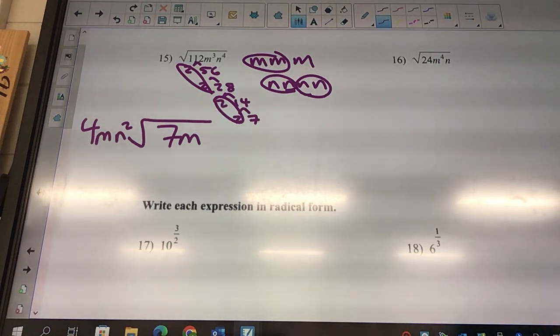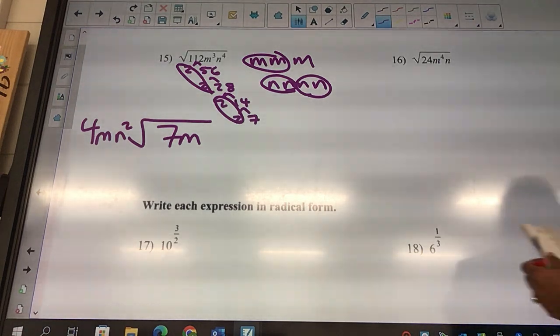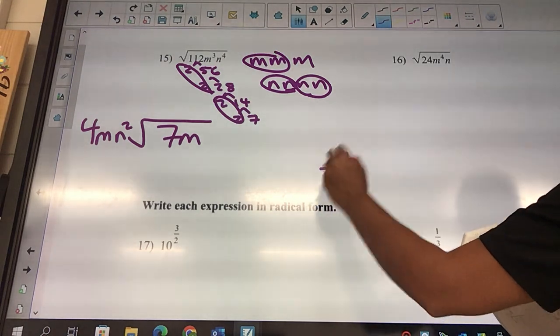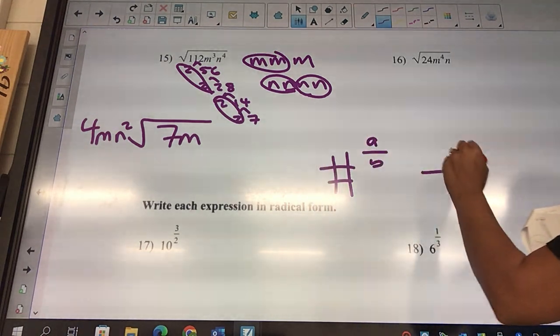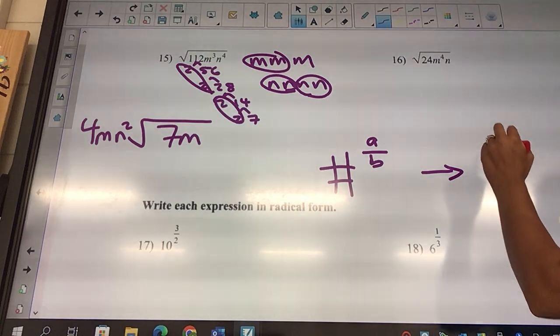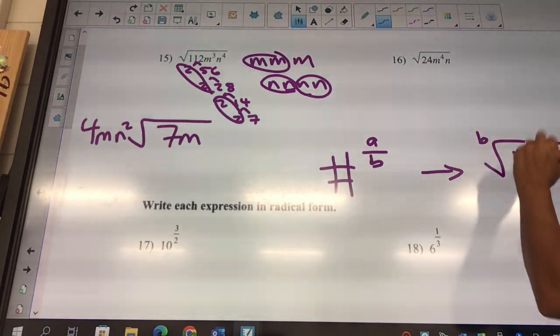Okay, the next section on here, I'm going to write down the formula. You don't need to, but that way you have it to look at when we're doing these today. Because if I'm a betting person, I bet you don't have it memorized.